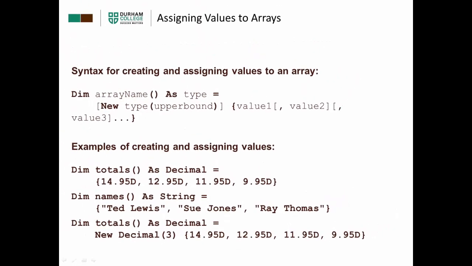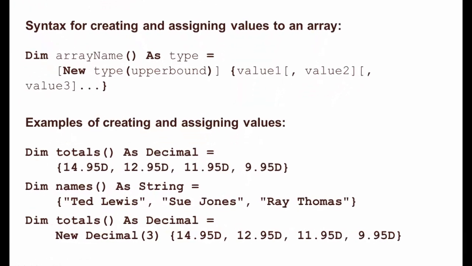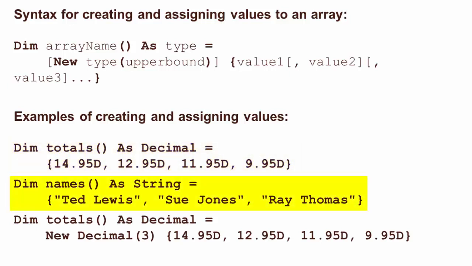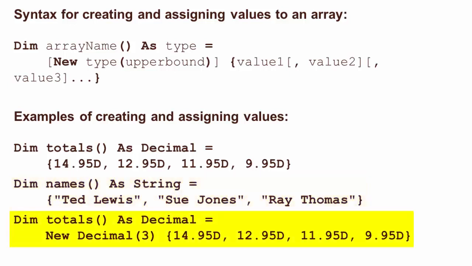Assigning values is another place where the syntax differs between VB and C-like programming languages. Here we've declared totals as an array, and we've assigned values right away. There's no need to use the keyword new when assigning values in this manner. Here's an example of a string array, and here's a decimal array. In this case, it uses the new keyword.